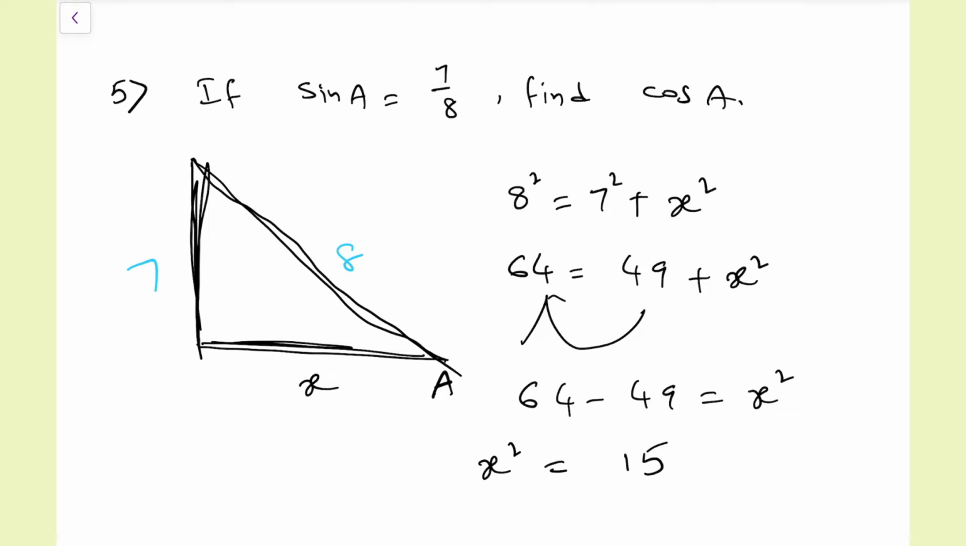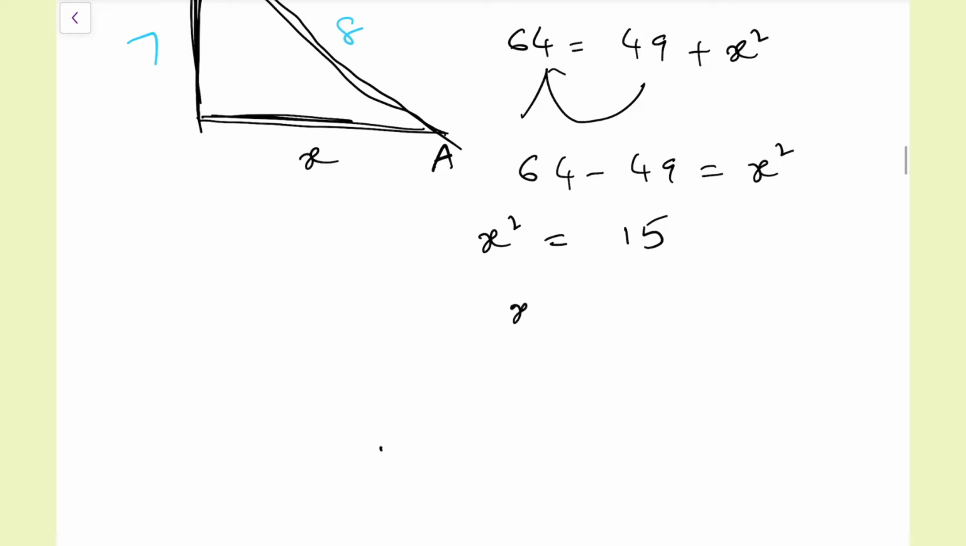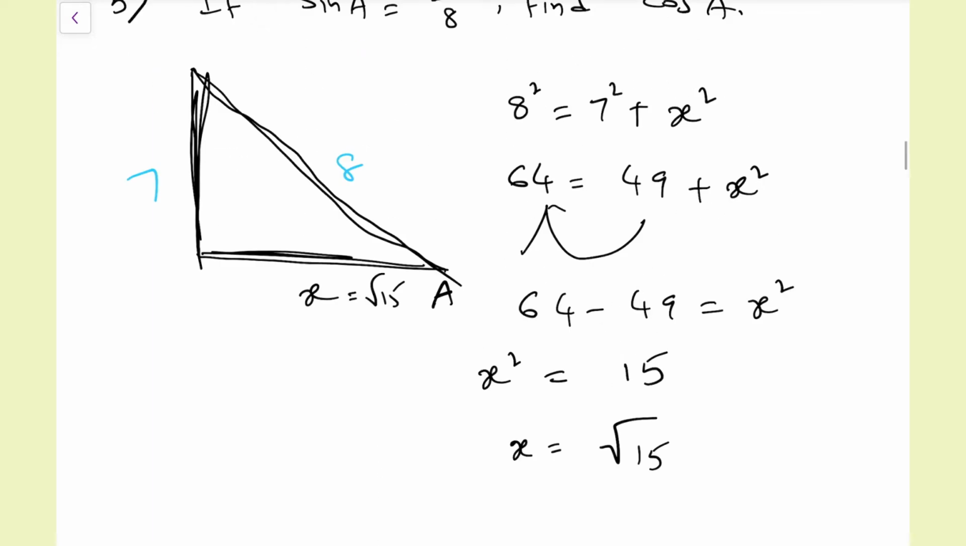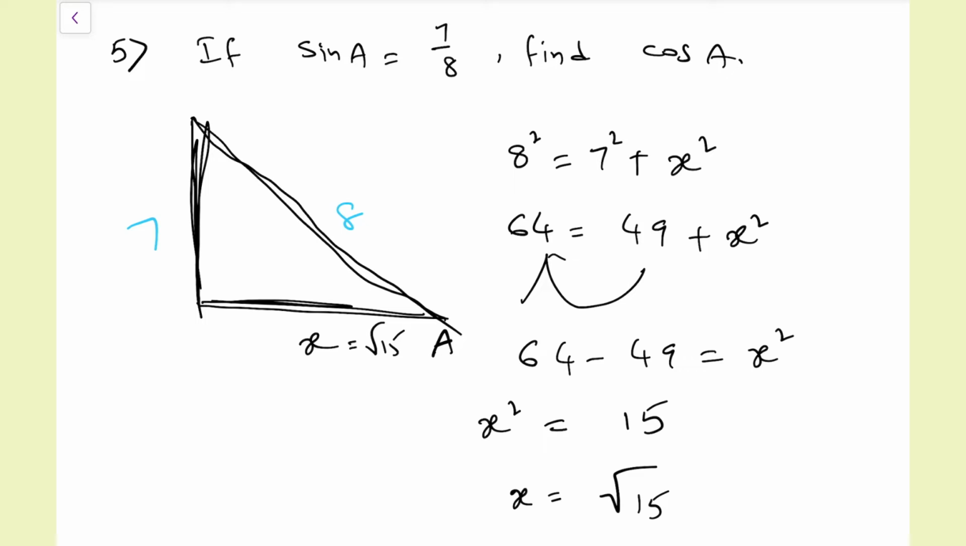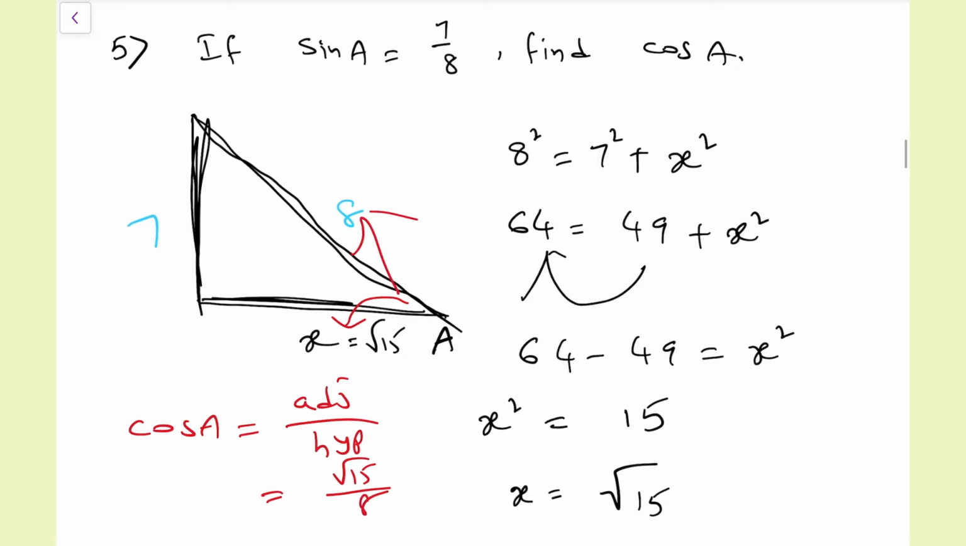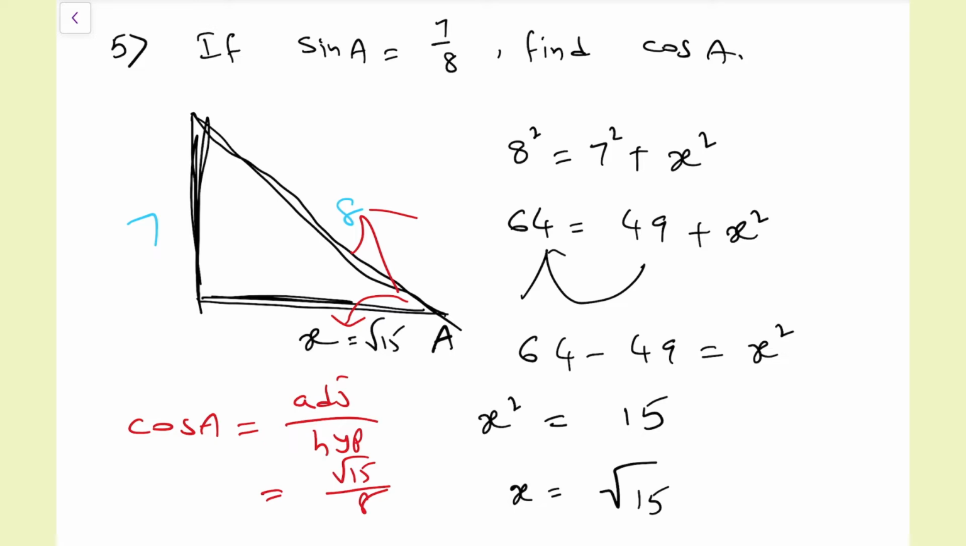X square is 15, then what will be the x value? 15 is not a perfect square, so write simply root 15. So the x value we got is root 15. Then in the question he is asking us to find out the cos A value. Cos A. Cos is adjacent to A divided by hypotenuse. For A, adjacent is root 15 divided by hypotenuse 8. So our value is root 15 divided by 8.